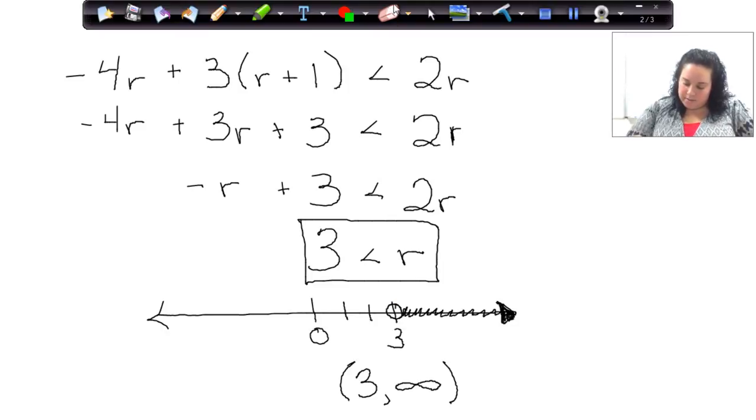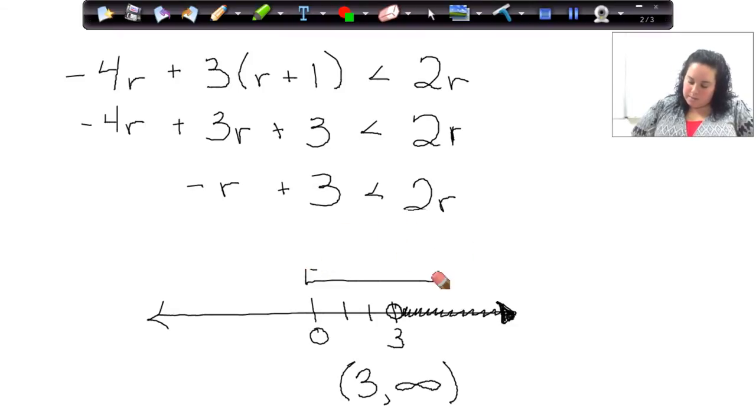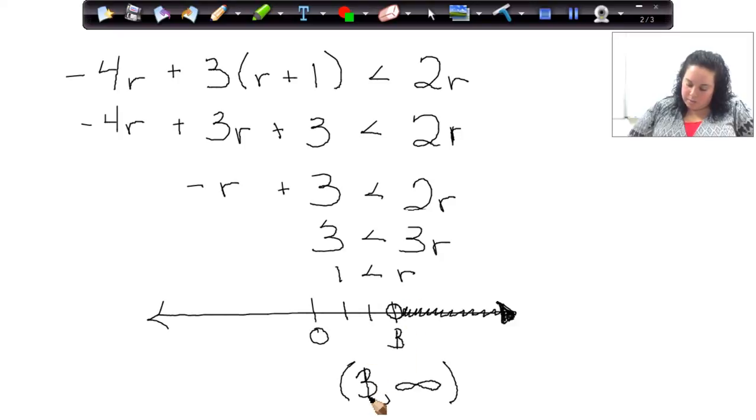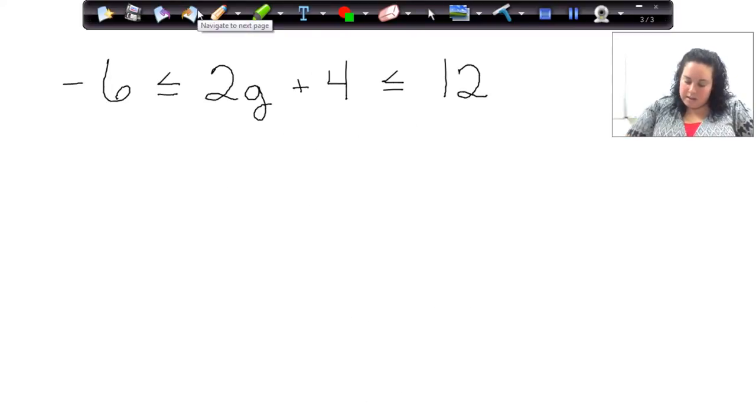Oh, I'm so sorry. I just realized that I did this wrong. You probably noticed a long time ago. This is not right at all. Supposed to add r to both sides, so we get 3 is less than 3r, and then divide both sides by 3, so we get 1 is less than r. And then this would have to be a 1 and a 1. So sorry about that. Okay, next one.